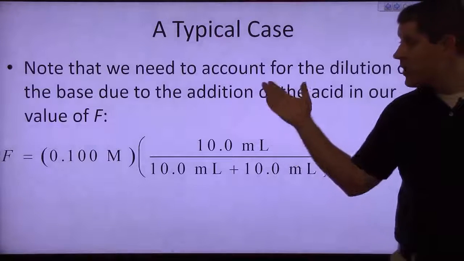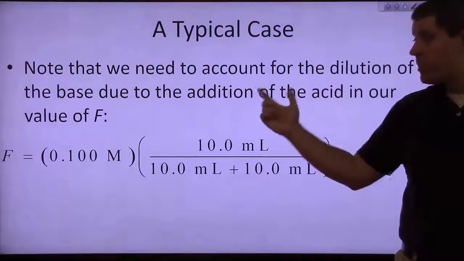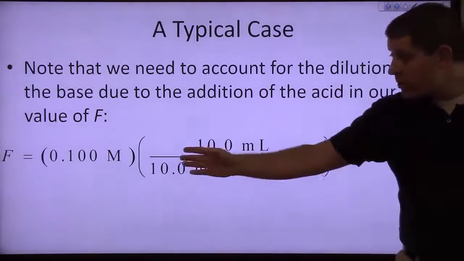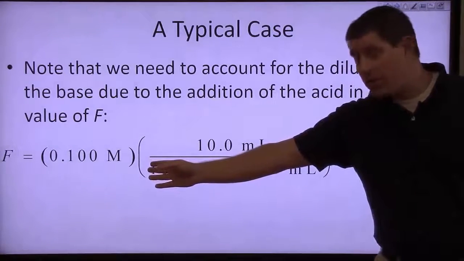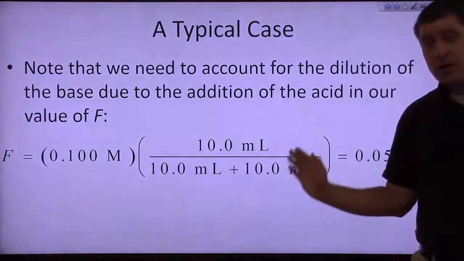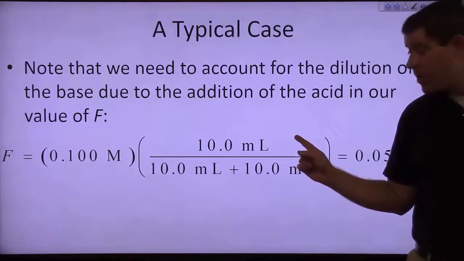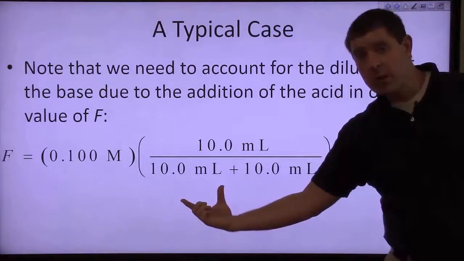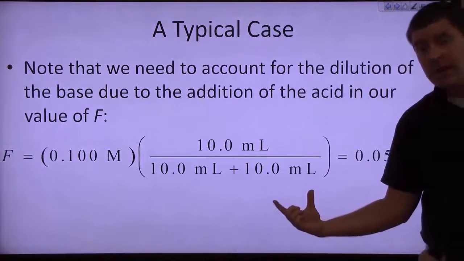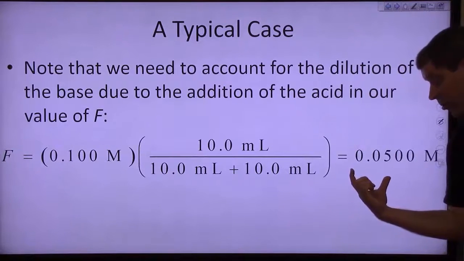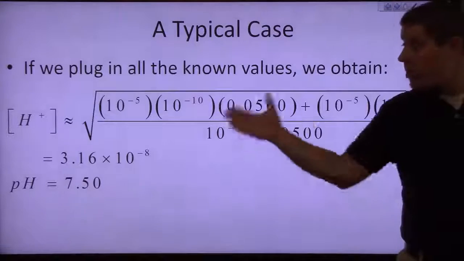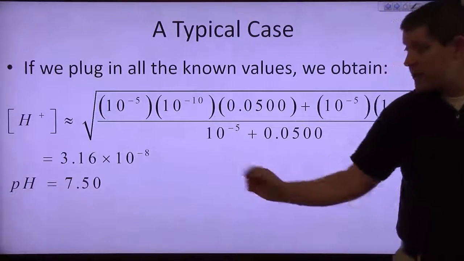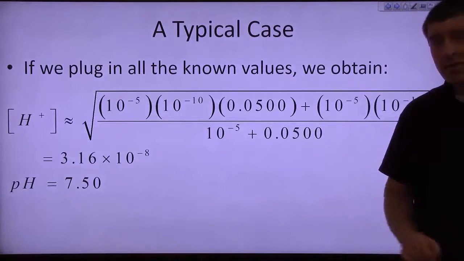Now note that we need to account for the dilution of our base due to the addition of the acid in our value of F, our formal concentration. So our formal concentration is equal to the starting concentration of our base, our 0.1 molar, times our dilution factor, which is the starting volume of our base divided by now the total volume, which is the volume of our base plus the volume of acid that we've added. And that then gives us a formal concentration of 0.05 molar. Now if we plug all those values in, then we get a hydrogen ion concentration of 3.16 times 10 to the minus 8, which gives us a pH of 7.50.